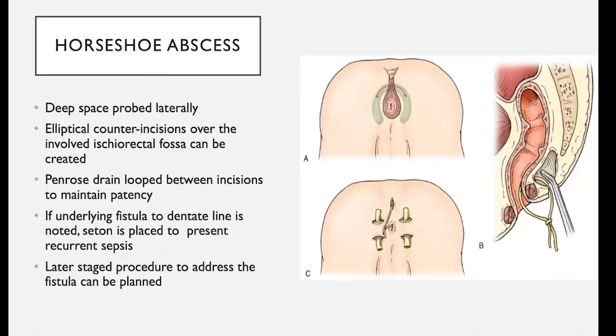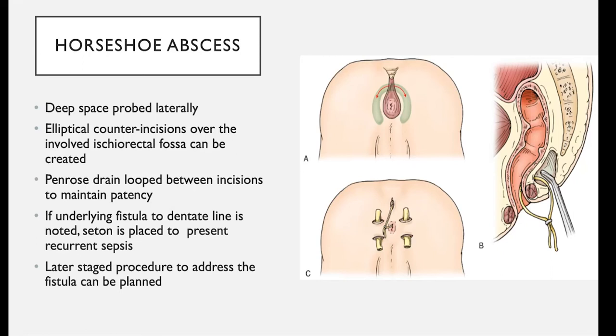I mentioned horseshoe abscess earlier. This is where the abscess pocket actually communicates on both sides of the ischiorectal space and communicates posteriorly. Horseshoe abscesses are harder to treat. They're often inadequately drained. So this is one of the treatment paradigms I saw in Cameron's text. The deep posterior space is probed, and then elliptical counterincisions are made over the ischiorectal fossa on each side, and then a Penrose drain can be left to make sure it's adequately drained.